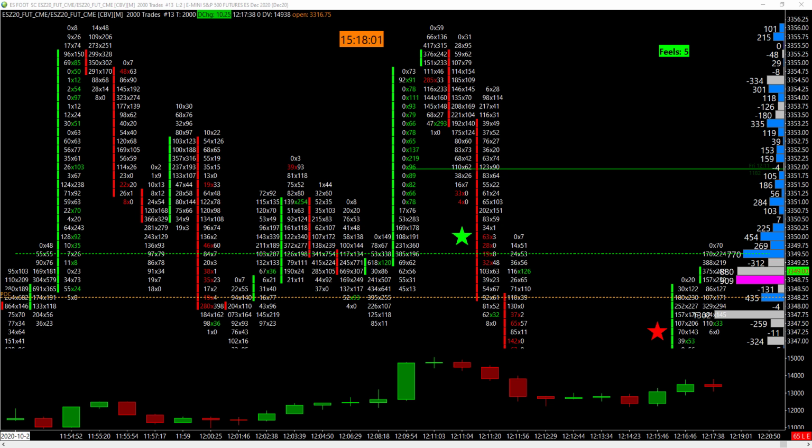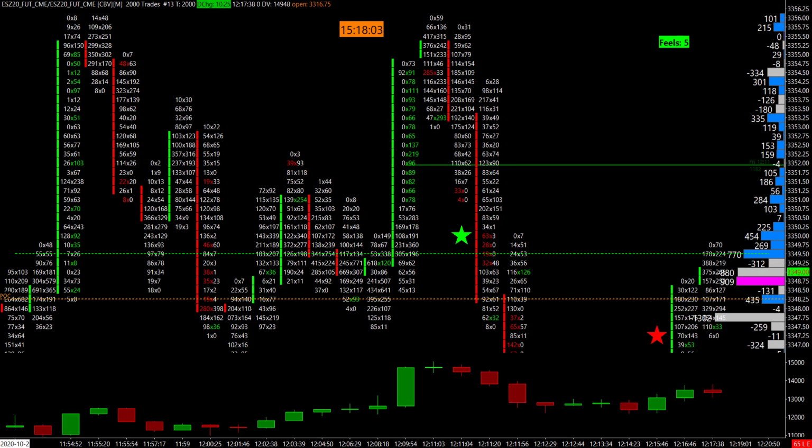Well, this is a Sierra Chart question. I'll get to it at the end, Ferv. I do know the answer, but I'll get to it at the end.